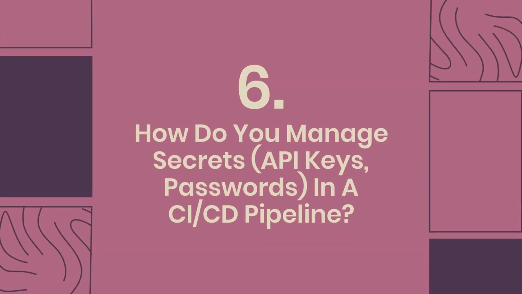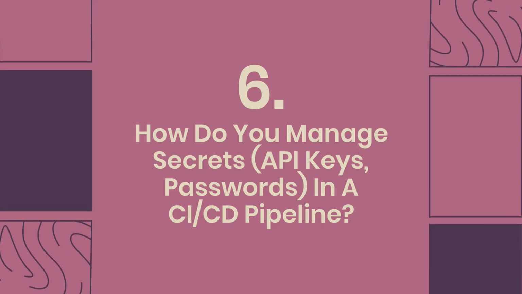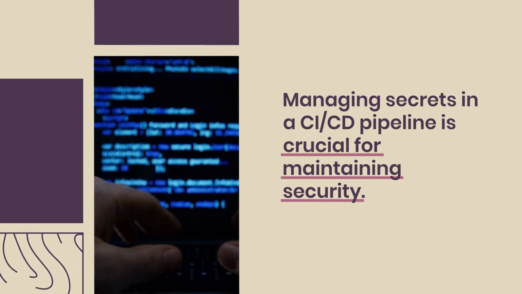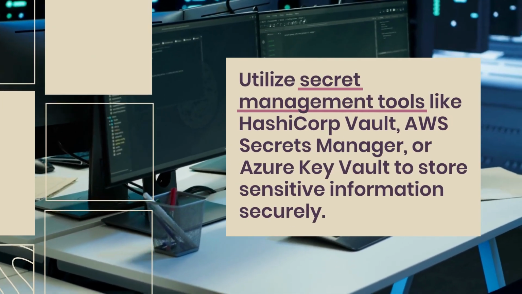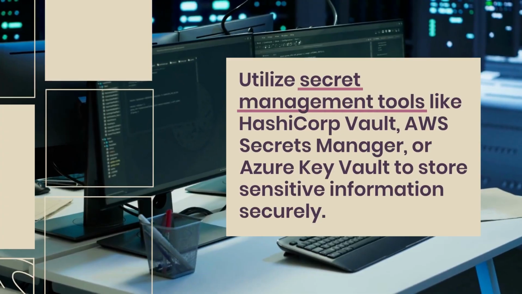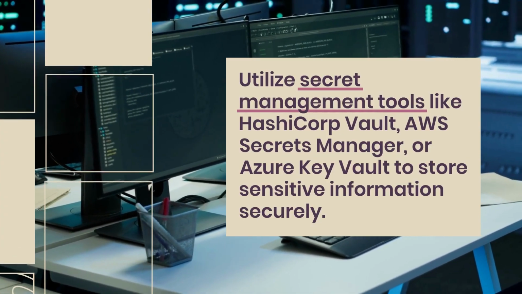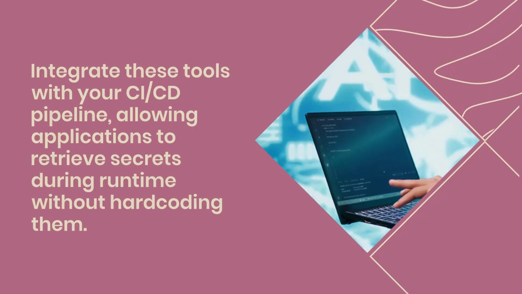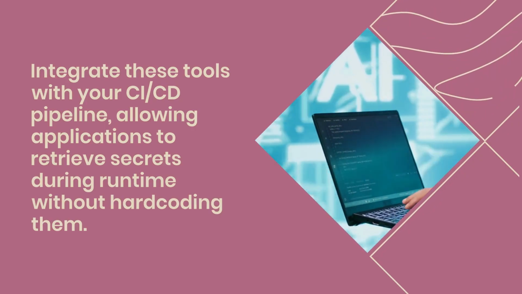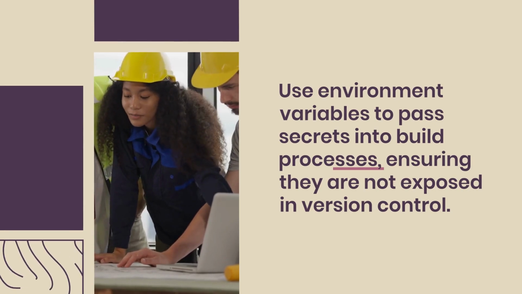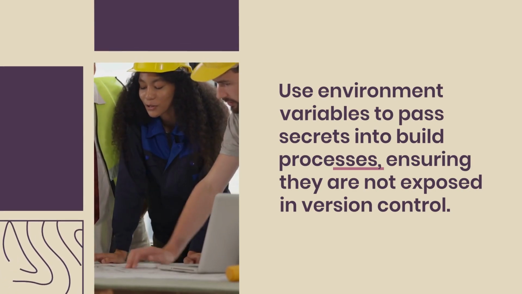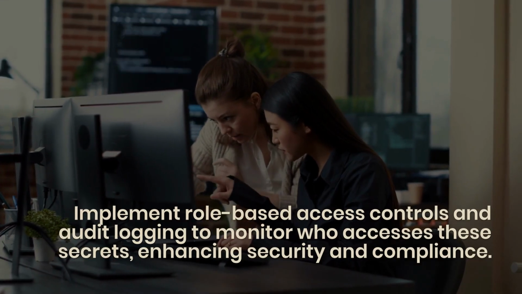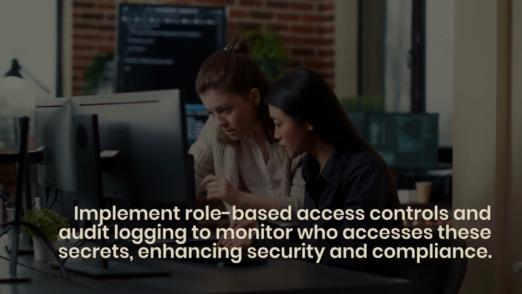6. How do you manage secrets, API keys, passwords, in a CI/CD pipeline? Managing secrets in a CI/CD pipeline is crucial for maintaining security. Utilize secret management tools like HashiCorp Vault, AWS Secrets Manager, or Azure Key Vault to store sensitive information securely. Integrate these tools with your CI/CD pipeline, allowing applications to retrieve secrets during runtime without hardcoding them. Use environment variables to pass secrets into build processes, ensuring they are not exposed in version control. Implement role-based access controls and audit logging to monitor who accesses these secrets, enhancing security and compliance.